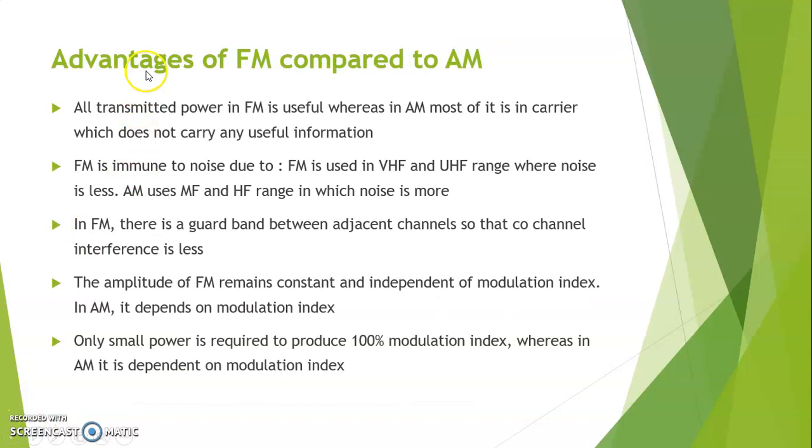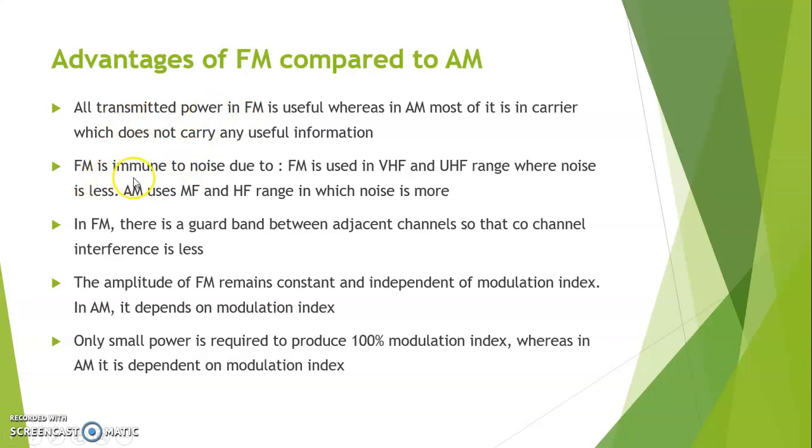Now let us study the advantages of FM when compared to AM. We saw that in AM there is also a carrier term, that is, there are three terms: LSB, carrier and USB. So a certain amount of power is dedicated to the carrier and the main information lies in the LSB and USB. So some amount of power is wasted in AM, whereas for FM the entire transmitted power is useful.